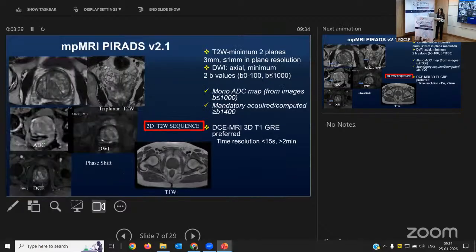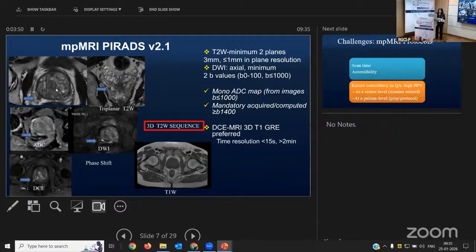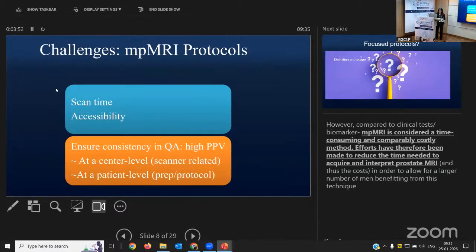And so when we do get this whole multi-sequence exam, we also have to add a 3D T2 sequence, because if we're going to do a fusion biopsy, you need a 3D image so that you can actually see the coronal and sagittal planes better than the FSE T2. So the question comes up, why can't we replace this? We just haven't had the resolution yet. All right, so it becomes quite long. And so the problem is scan time and accessibility.